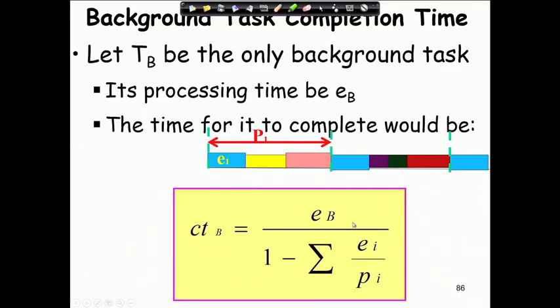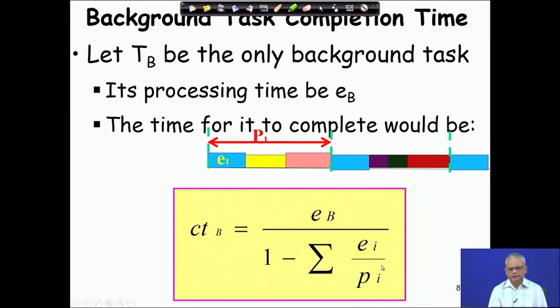The formula is simple here. If you look at the formula, Eb is the execution time of the background task, and each time the task Ti starts executing, it will run for Ei, and out of every Pi units, the task Ti will execute for Ei. So, the fraction of time it will run is Ei by Pi. If we consider all such periodic tasks, we can write sigma Ei by Pi. So, the fraction of time that is left out for the background task to run can be given by 1 minus sigma Ei by Pi, and therefore, the completion time of the background task can be expressed as Eb, the execution time of the background task divided by 1 minus sigma Ei by Pi.